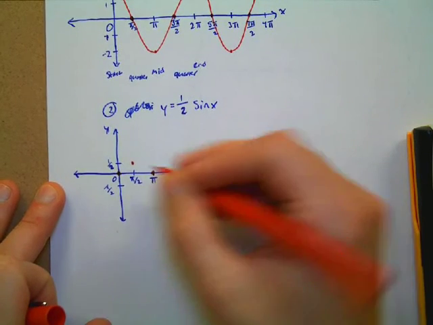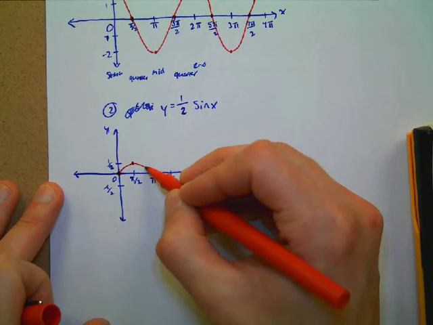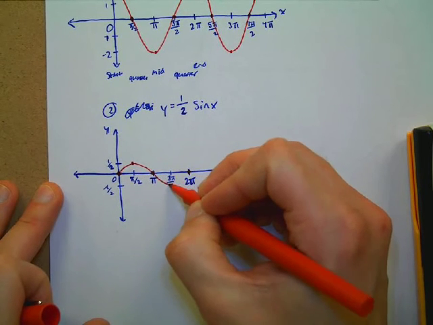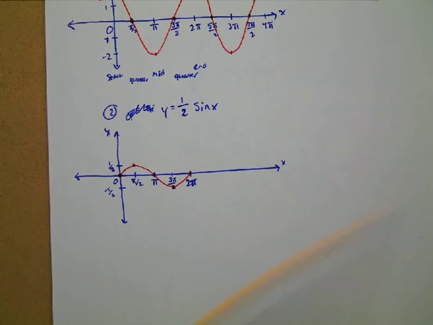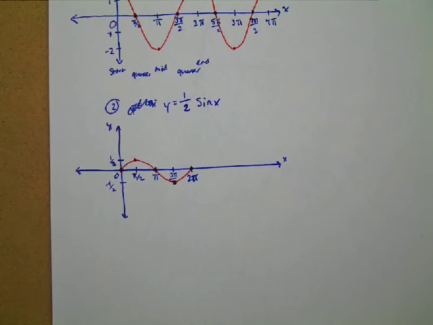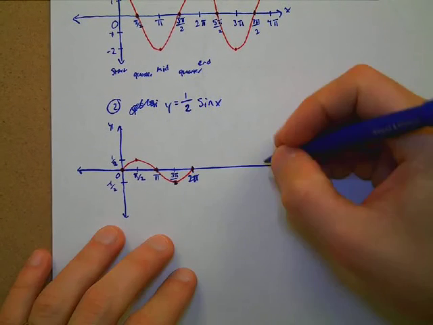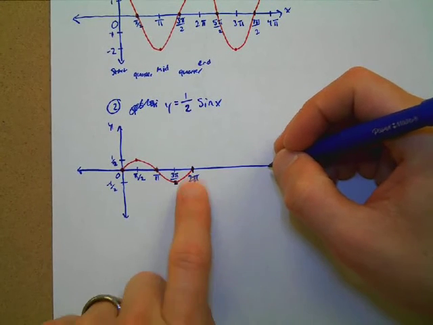Okay, and then just connect the dots. Like that. And there's one full period, one full wavelength, right, of the 1/2 sine x graph there. Like I said, let's go ahead and let's extend this out. Let's do 2 full periods just because we can. So again, one full wavelength is 2 pi, so I'll go another 2 pi out to 4 pi.